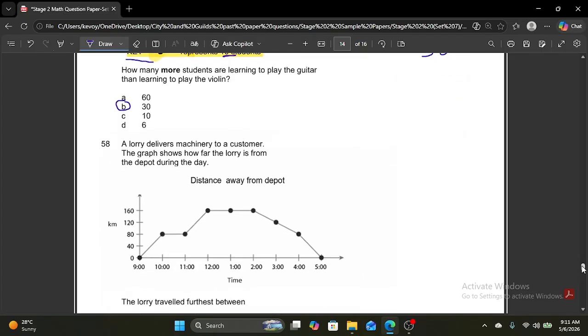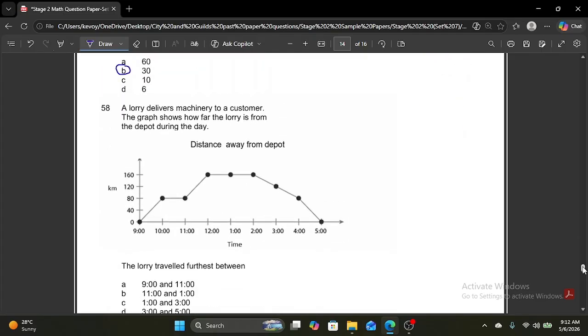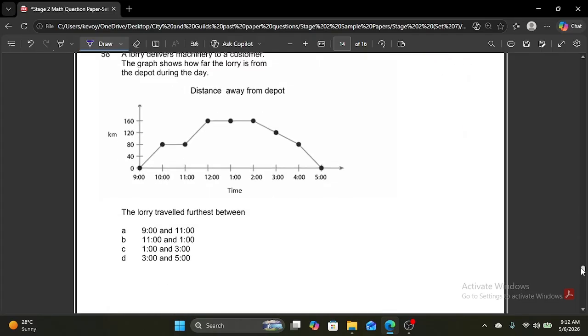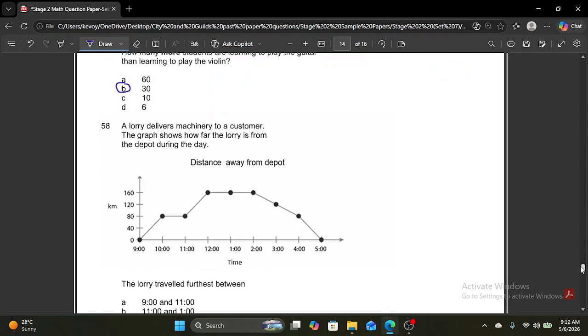Alright. 58. 58. Oh my god. From Alright, the so 50.